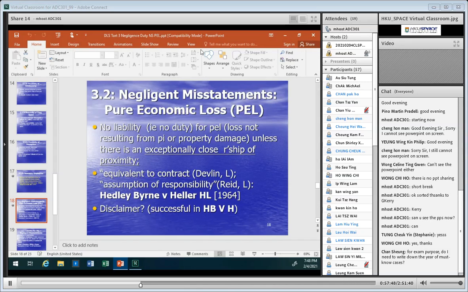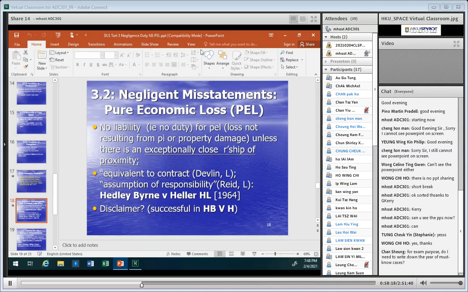First of all, what is pure economic loss, everybody? Worth writing down somewhere. I think you should have a must-know definition of pure economic loss. Pure economic loss is loss not resulting from personal injury or property damage, full stop. It's simply when you bought something, you paid more than you should have, that is pure economic loss. You haven't suffered personal injury, you haven't suffered property damage, you've just made a bad bargain, okay?